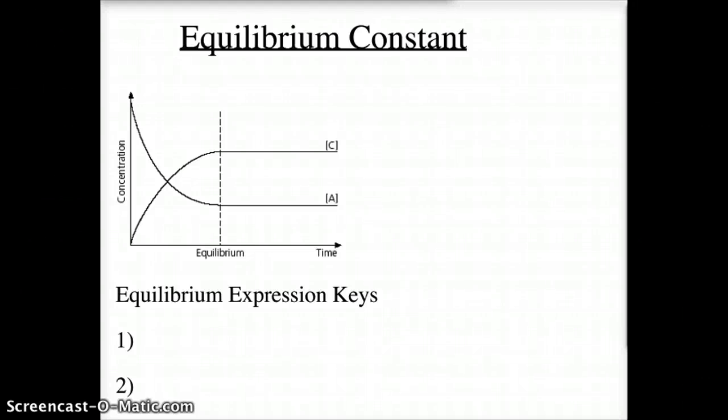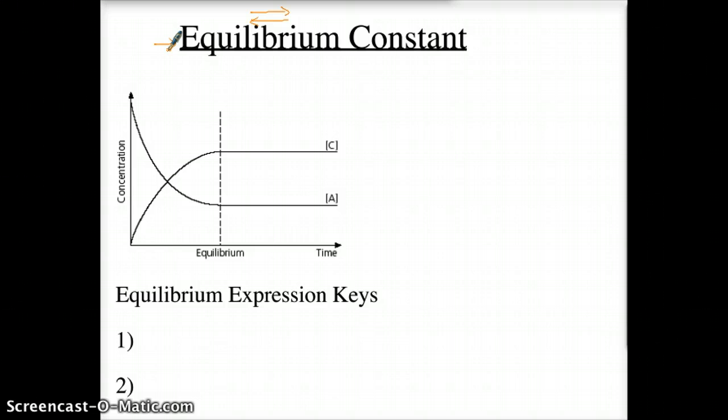So we've now introduced the concept of chemical equilibrium, the idea that reactions not only happen in the forward direction, but they often happen in the reverse direction as well. We're going to move beyond this qualitative understanding and start to get a little more quantitative by talking about something called the equilibrium constant. The equilibrium constant comes from an equilibrium expression.